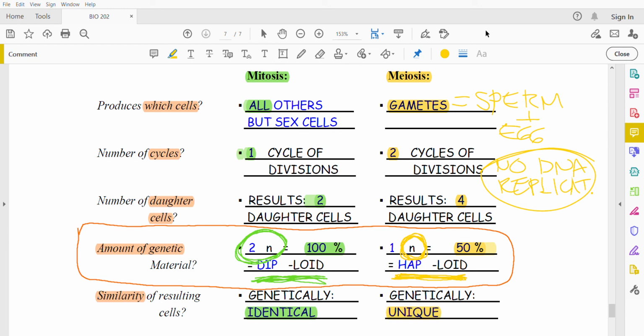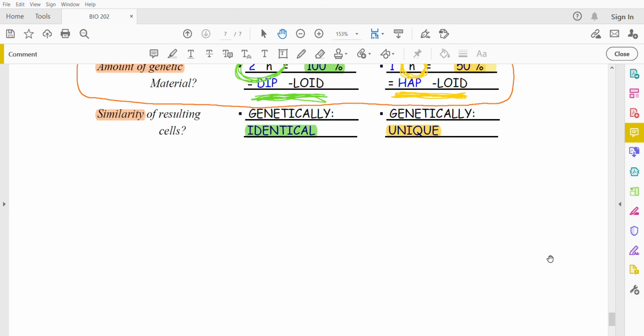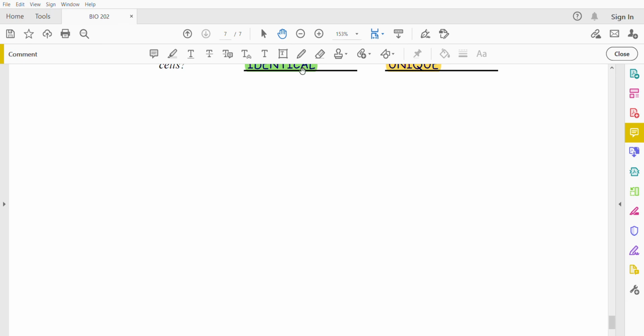So I think that's a really nice comparison of these two cell division processes. There is one more concept that I want to introduce here, and I'm not sure if we discussed that as a part of the lecture material, but it is a question that might come up in the exam.